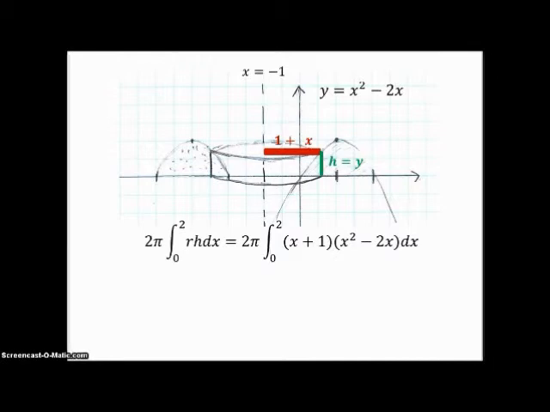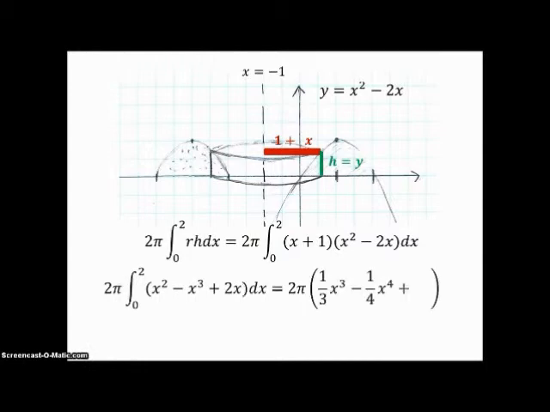And then we've got the radius 1 plus x times the height, x squared minus 2x, and you'd have to multiply that out, collect like terms, take the antiderivative, and evaluate from 0 to 2. When we put 0 in, we just get 0, so just put 2 in, and there you go, 64 pi over 3.